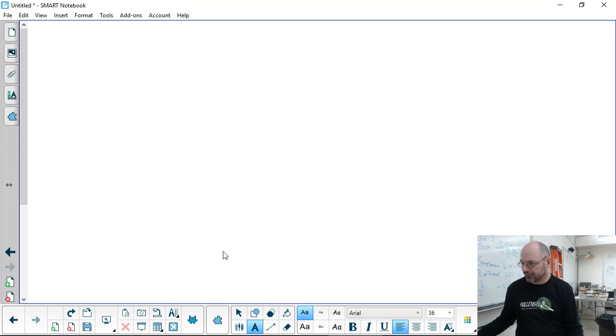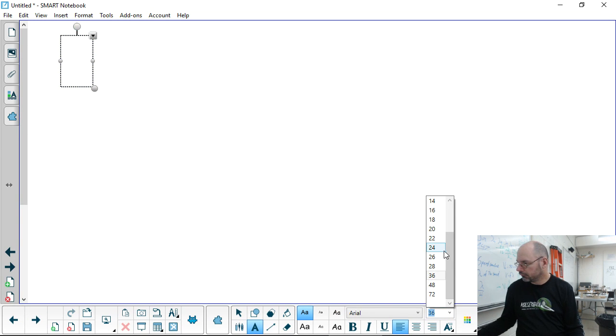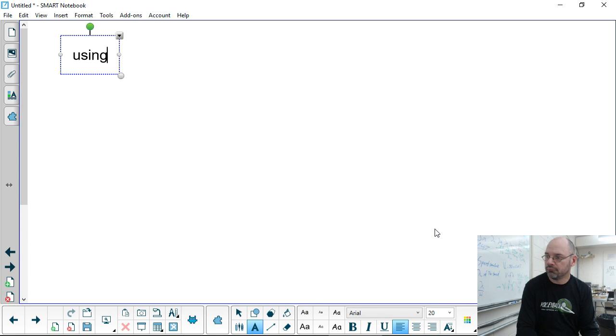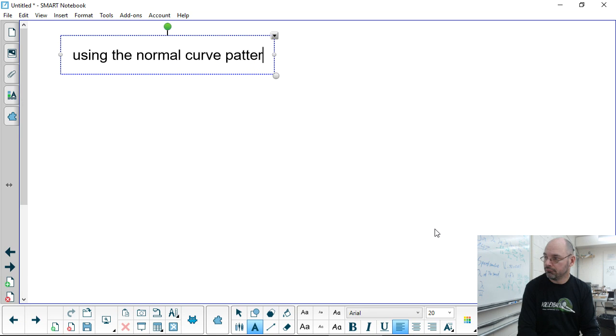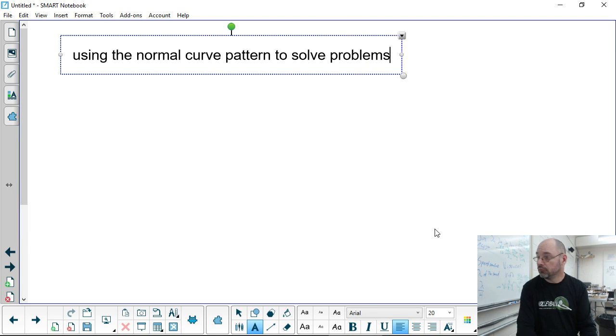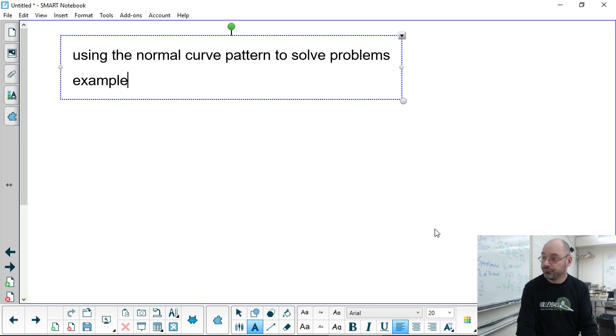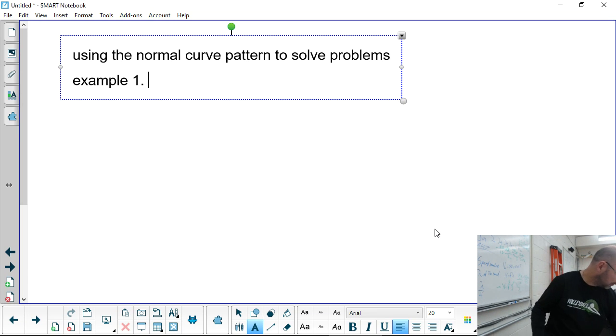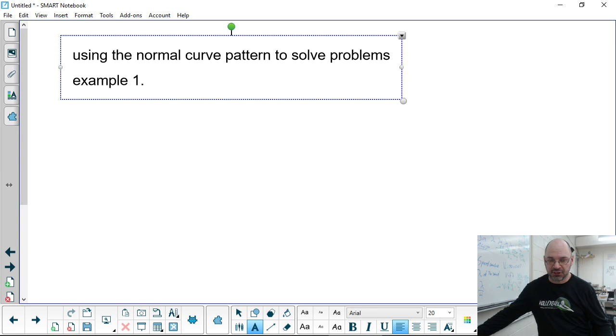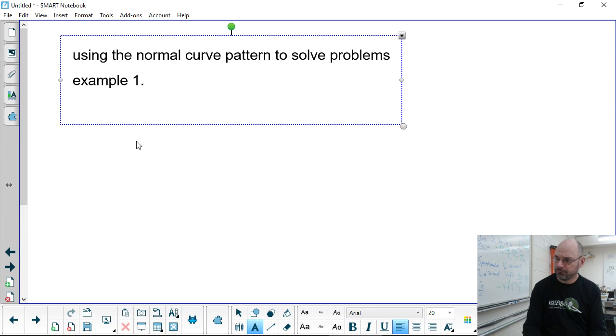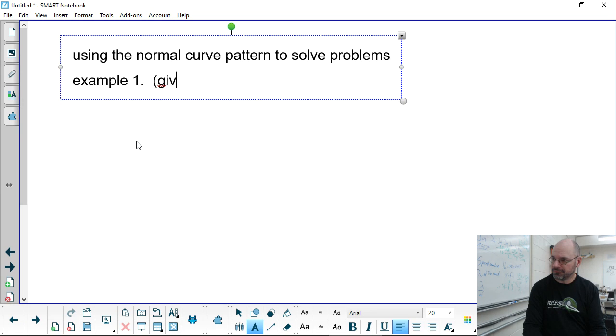Okay, so let's look at some example questions, using the normal curve pattern to solve problems. Example 1. Let me just pause here and find a decent one. Okay, so here's example 1. This is just you given some data, not that you have to figure it out. So we'll call it given the mean and standard deviation.